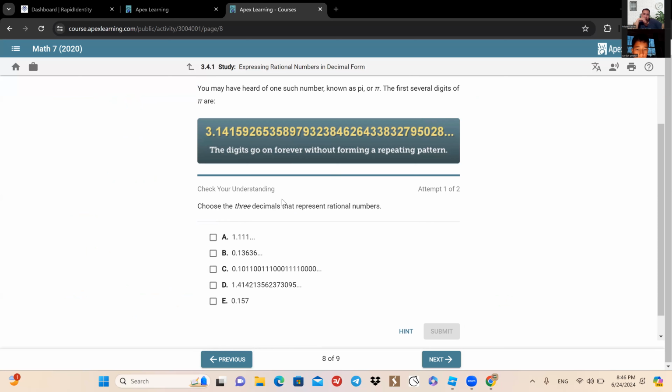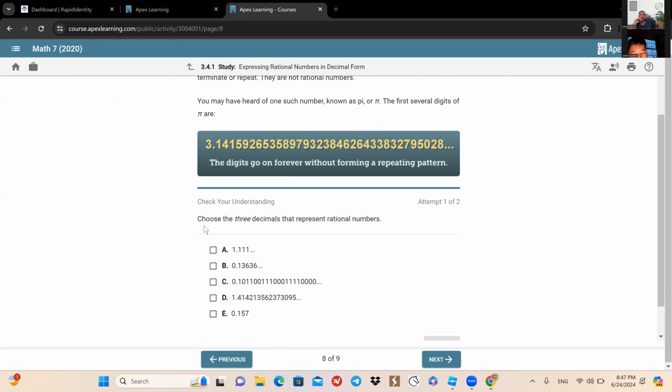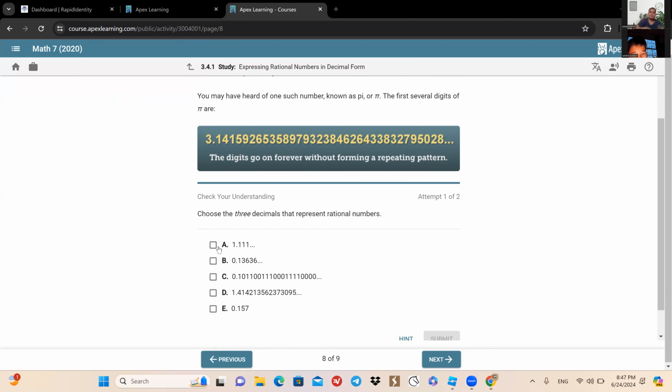Choose the 3 decimals that represent the rational numbers. The first one, A, does it represent a rational number? Yes. Why? It creates a repeating pattern. Repeating, right? That's why it is a rational number. How about B?